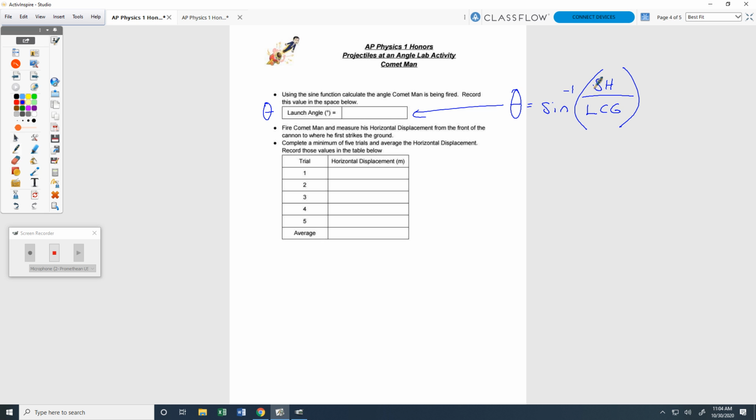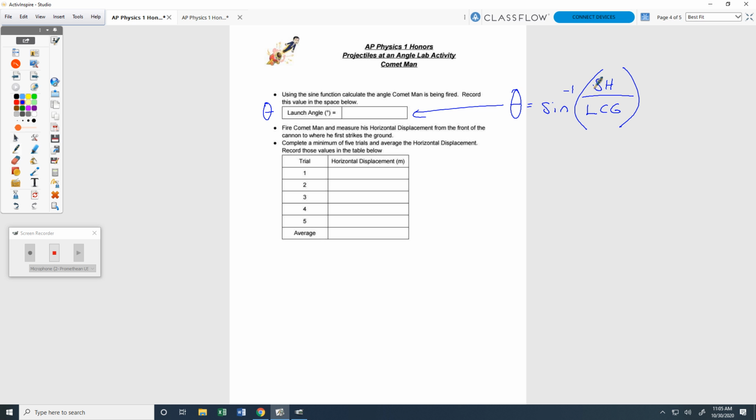Starting height is going to be smaller than the length of the cannon to the ground. Therefore, you're going to be able to take that inverse sine. Make sure your calculator is in degrees so you can actually measure the angle in degrees. Otherwise, if you're in radians, it's going to give you radians, and then you're going to get funny answers.